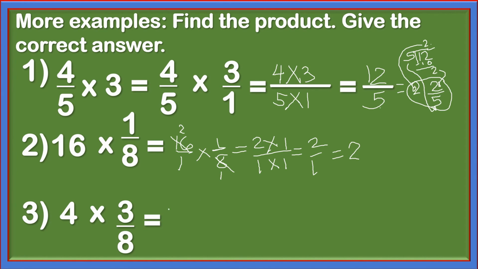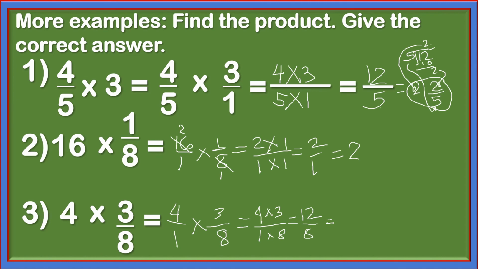Then, for number 3, 4 over 1 times 3 over 8. Okay. Let us follow the normal procedure. 4 times 3 over 1 times 8 equals 4 times 3 is 12 over 1 times 8 is 8. Okay.